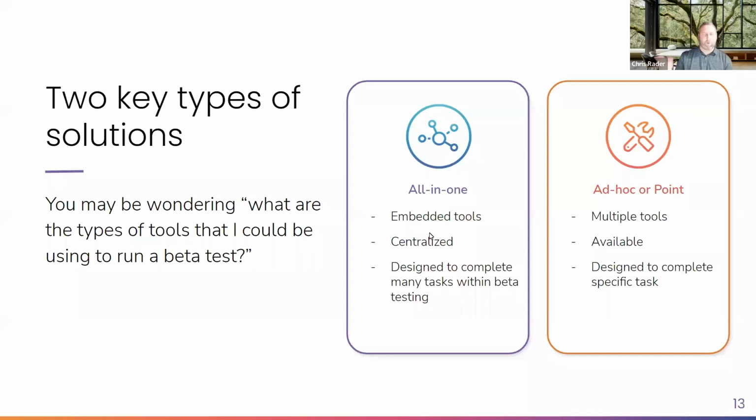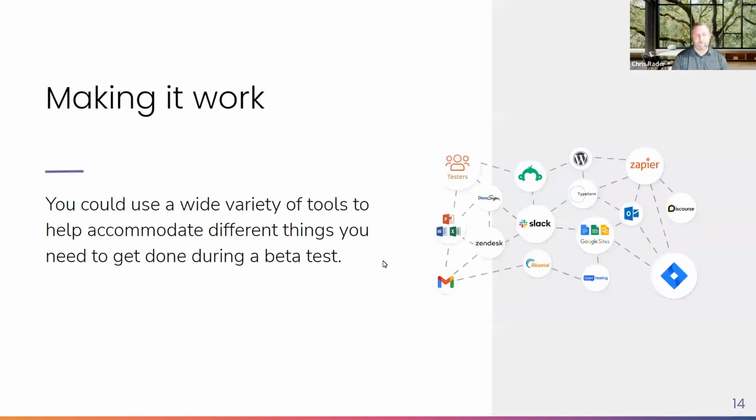Obviously, point solutions like SurveyMonkey are not necessarily specifically designed to do beta tests, but they do cover a domain very well. SurveyMonkey is a great survey tool. It's got great features for surveys. It lacks the context of beta testing specifically, and it's not a front end for a beta test. Your customers aren't expecting to log into a SurveyMonkey and get all their information there. They're probably going to have to go to multiple areas in order to get what they want. So those are the two types of solutions.